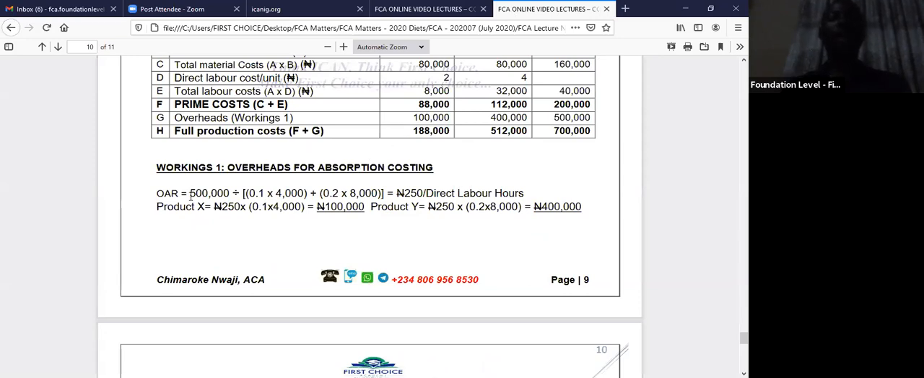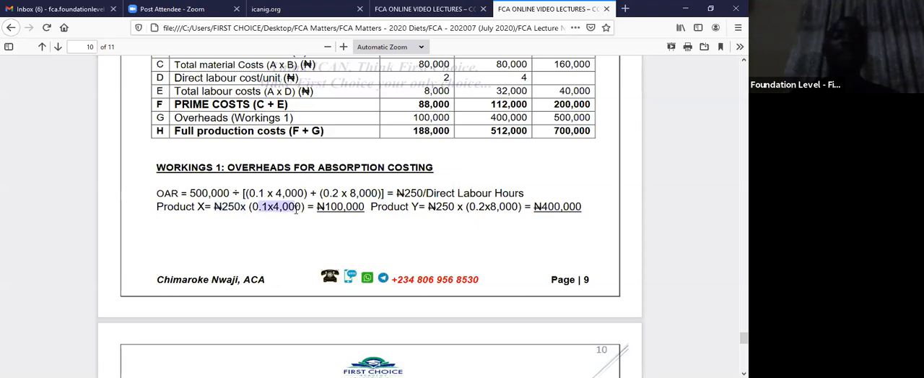So what you do here, 500,000 divided by 2,000 hours. That will give you 250 naira per direct labor hour. So after getting your 250 naira per direct labor hour, you go back to your direct labor hours, and you say 250 naira per hour multiplied by, in this department, how many hours was worked?